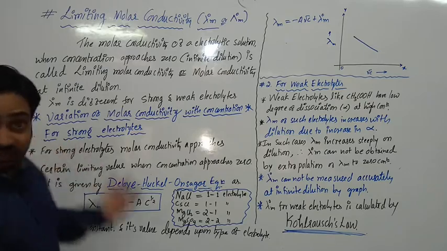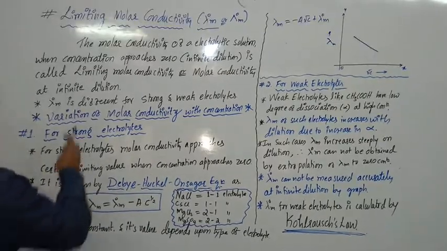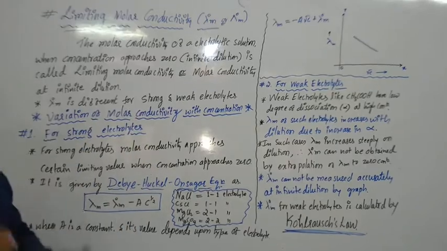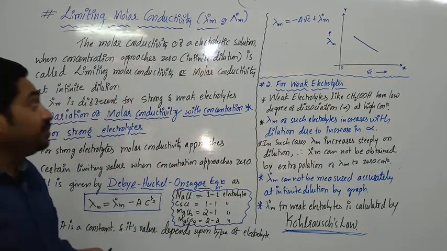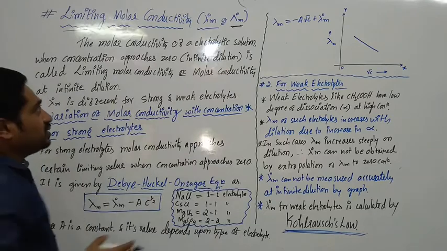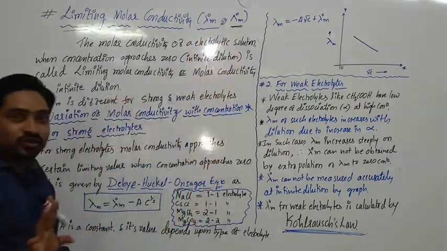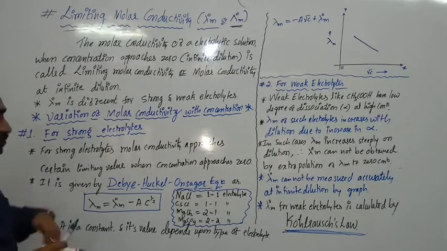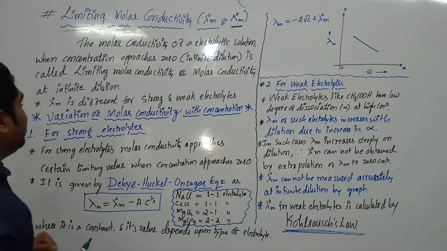Now the next term is limiting molar conductivity. It is symbolized by lambda naught m. In some texts they have given the symbol like this or like this. Both are the same, there is no difference between them. Next we'll study the limiting molar conductivity.